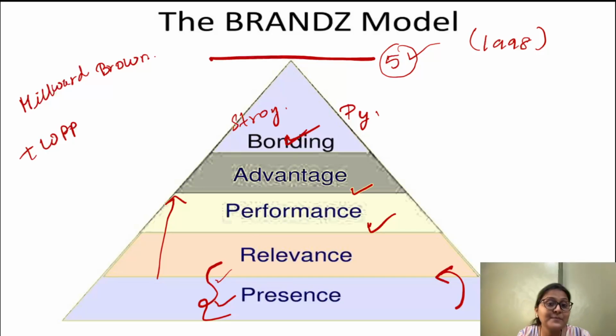So this is the BrandZ model given by Millward Brown in the year 1998. Again, all these points, bonding, advantage, performance, relevance, presence, are very much important. MCQs could be asked, and we need to select the right answer. For example, bonding, advantage and performance will be given, and one might be left out, and we have to find out that. So all these points are very much important from our exam point of view.